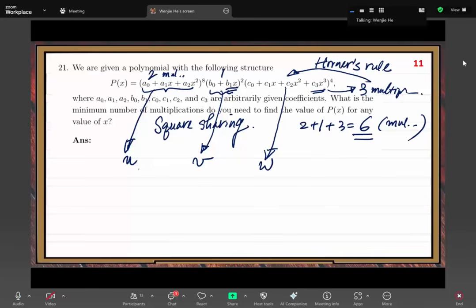All right. So our P of X equals U to the 8th, V squared, and W to the 4th. Then the first round square sharing, we can take the square out: inside U to the 4th, V, and W squared, then the whole thing squared. That's the first round square sharing.